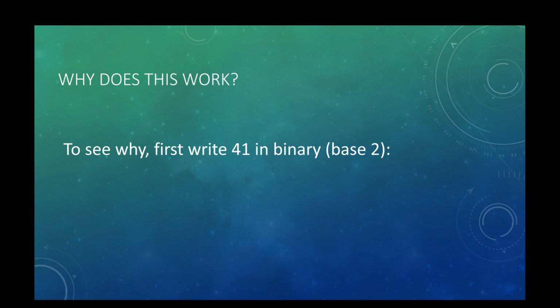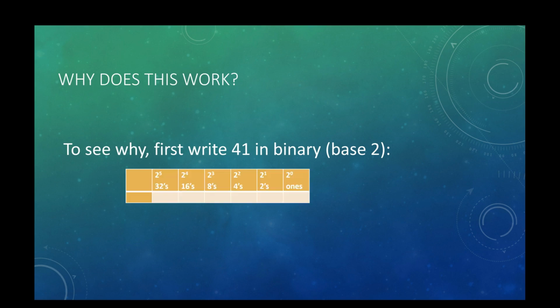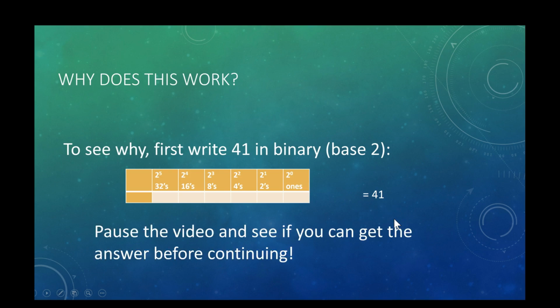Why does it work? To see why, write the number 41 in binary. That's base 2. This is good practice for you. So pause the video for a second. See this? Here we got the powers of 2. And try to see what you would get if you put in the correct numbers here to equal out to 41. Remembering that in binary, you only have a 0 or a 1 in here. That's all. All you can have in here is a 1 or a 0. So see what you would put in here, pause the video, and see what you get.